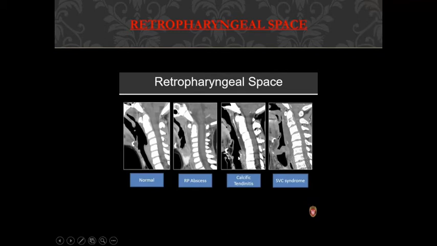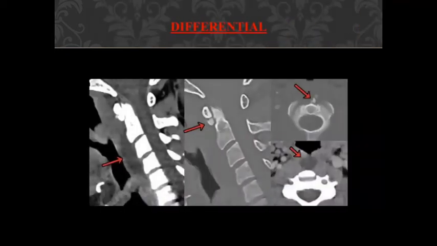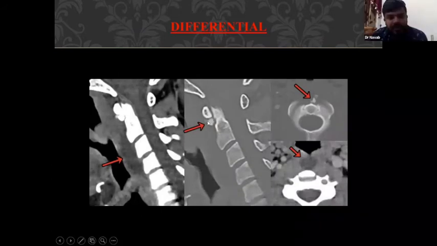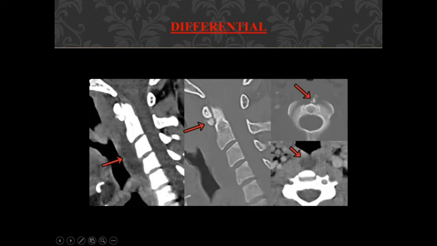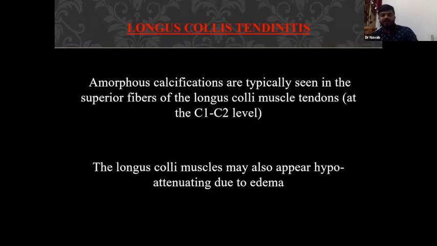There won't be much abscess, and minimal fluid or edema will be there. That is one cause, calcific tendinitis. Even in SVC thrombosis we can see this in the retropharyngeal space. Can you see this case? You can see some calcification at the C2 level, right? This is actually calcific tendinitis of the longus colli tendon.